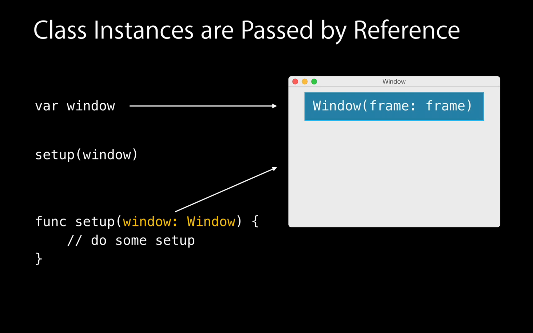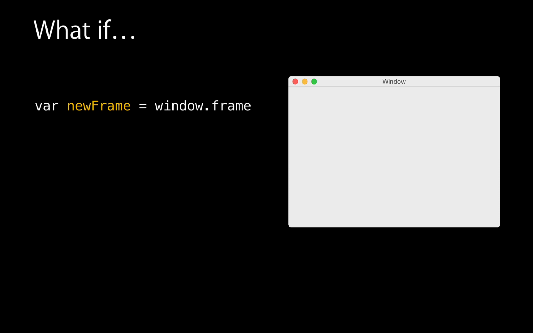OK, so that's classes. What about structures? Well, let's look at the frame of the window. It's a rectangle. And I want to get this frame. I want to do something to it, and I want to use it somewhere else. So I'm going to extract it into a variable, newFrame.